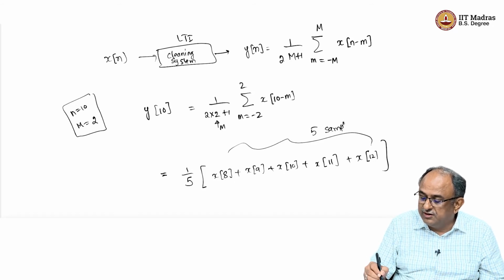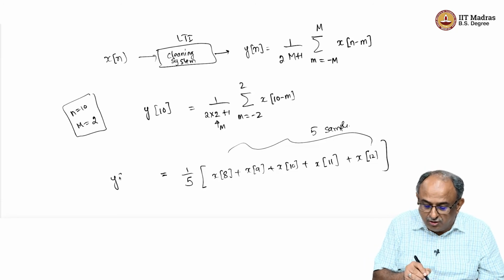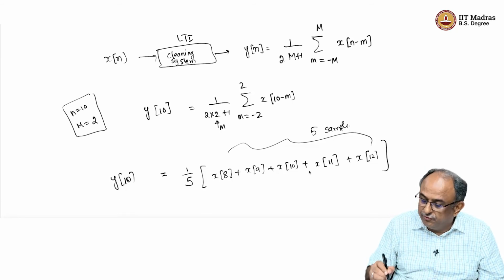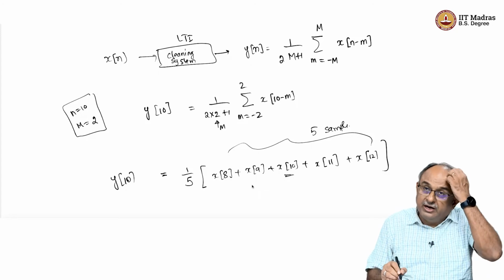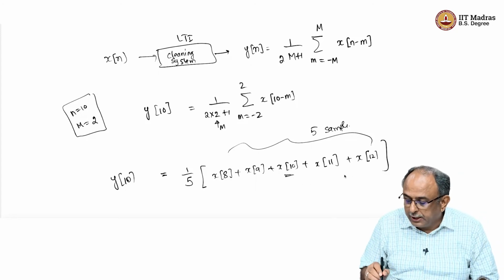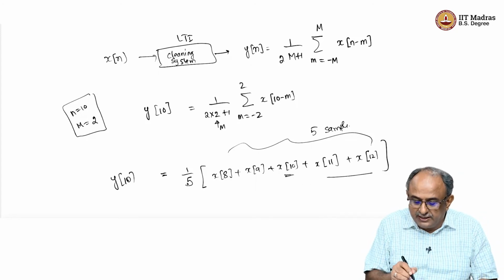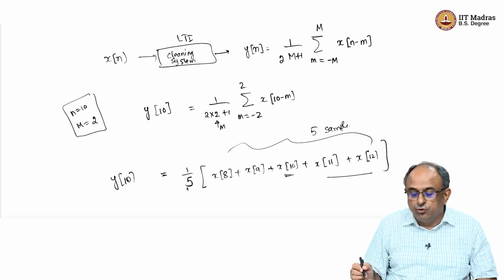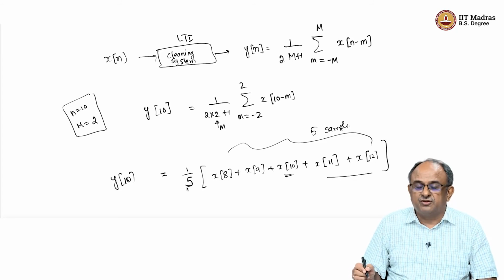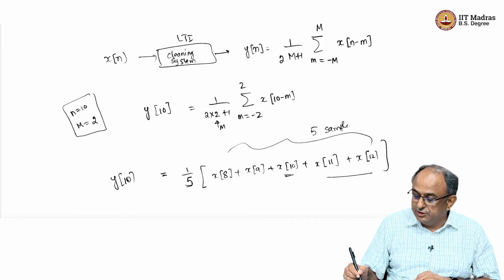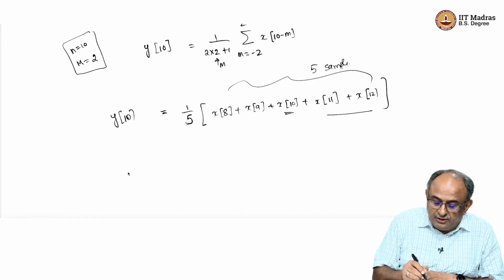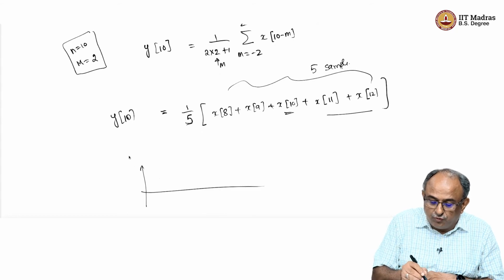So, this is the average around x of 10. I am looking at 2 samples before it, 2 samples after it, and x of 10, and I am averaging it, right. If I do something like this, this is called a smoothing operation. You will see that y of n will look somewhat like this.